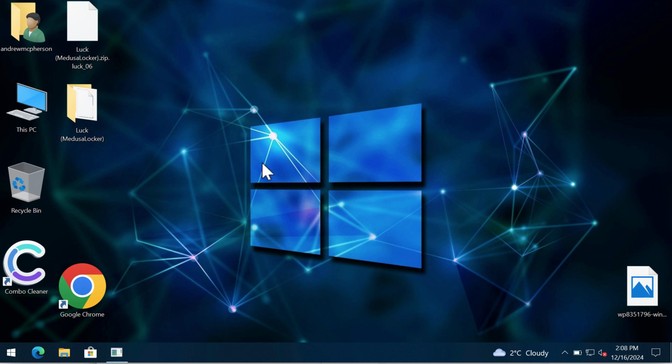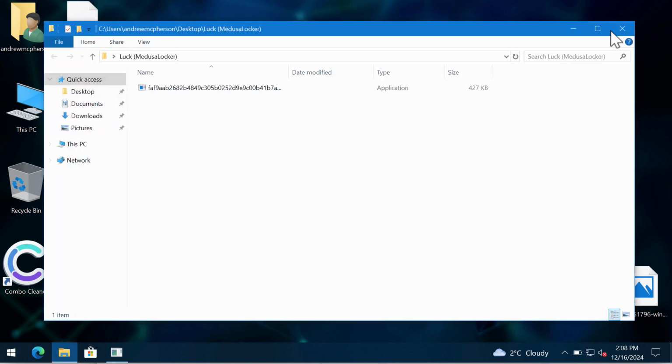The ransomware tells the victims that they need to pay a special ransom for file restoration. But paying the ransom is not a good idea. Don't waste your money and don't pay the ransom.